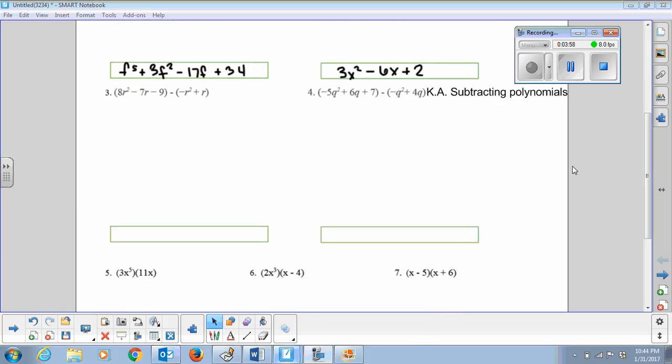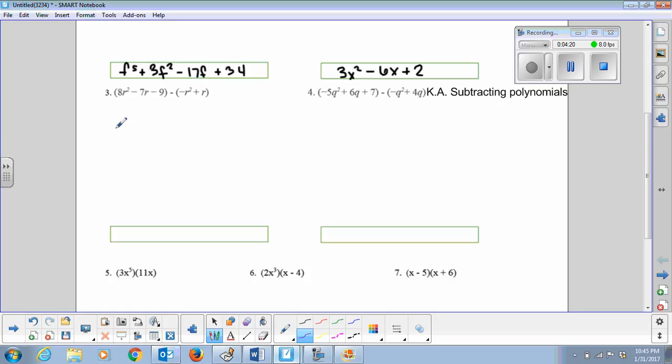All right, the next two were over subtracting polynomials. The only difference here is that between my parentheses, I have that negative sign, and that means I need to change everything to the right to be the opposite sign. So when I'm multiplying negative 1 by everything, negative 1's in the front, it changed the sign.